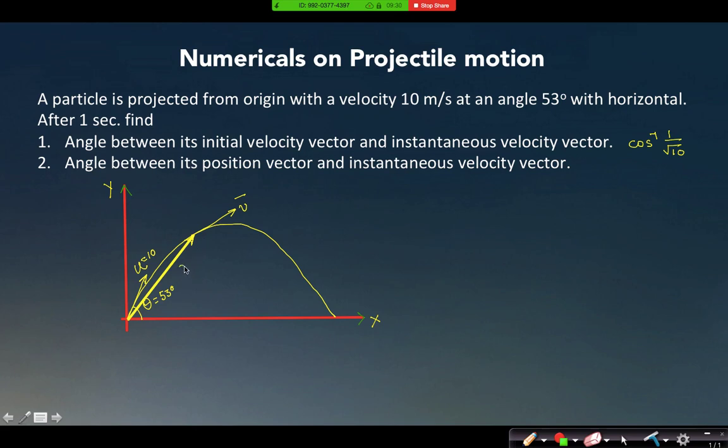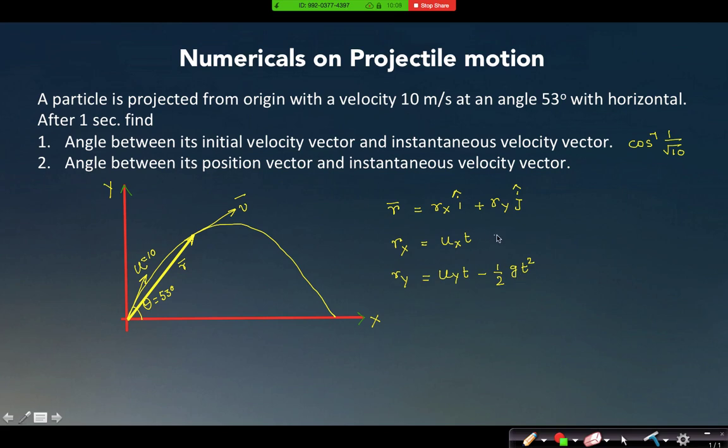So how do I write this position vector? R vector has an Rx component and an Ry component. Rx is equal to Ux into T, as there is no acceleration along the x-axis. And Ry is equal to Uy into T minus half g t square, as the acceleration along the y-axis is minus g.